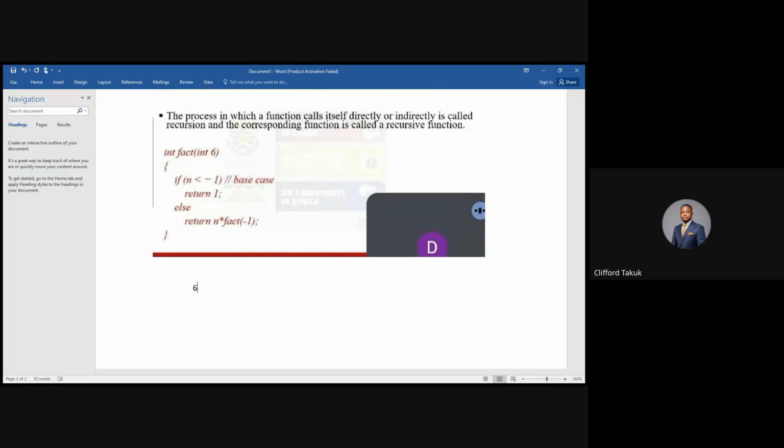So the first one, how do we get the 6? This number, we said if n is less than or equal to 1, then return 1. So it means we are multiplying 6 by 1. That is how we have 6 as the first number.